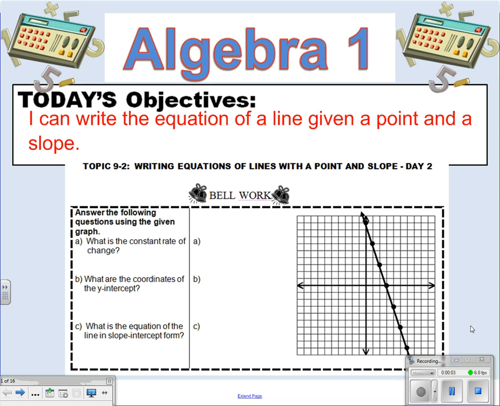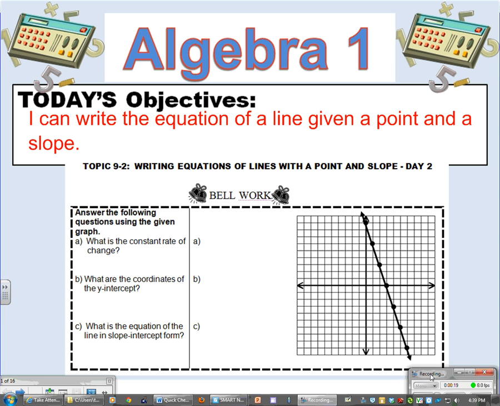This is topic 9-2, writing equations of lines with a point and a slope, day 2. Today's objective is I can write the equation of a line given a point and a slope. We're going to review writing equations of lines based upon graphs in our Bell work. So we're going to answer the following question based upon the graph that's given.